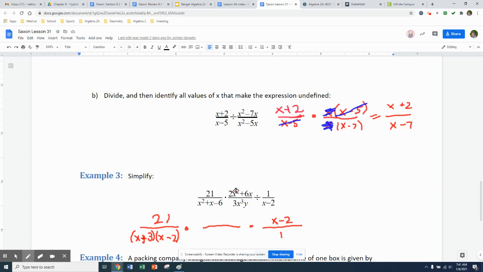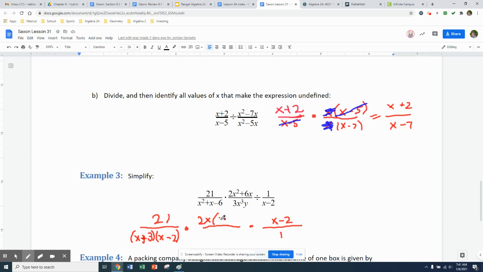Next, I've got a 2x squared plus 6x. So here I have two terms. So I cannot factor this into two binomials like I did the last one. So only two terms, I'm going to look for a GCF. 2 and 6, what are they both divisible by? 2. X squared and x, that at least has an x in common. So 2x is going to come out.